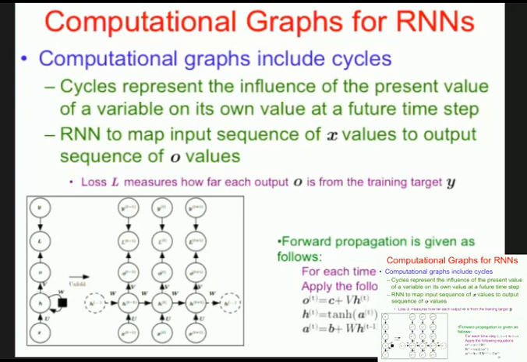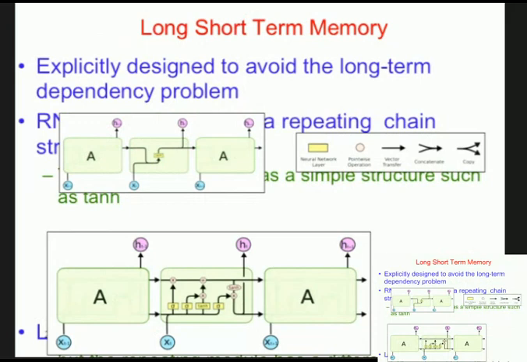So the computational graphs include cycles, and here are the equations for these time steps, inputs and hidden units and outputs. But there's a problem with just having a few time steps, which is handled by something that, from what I understand, is revolutionizing all of natural language processing.